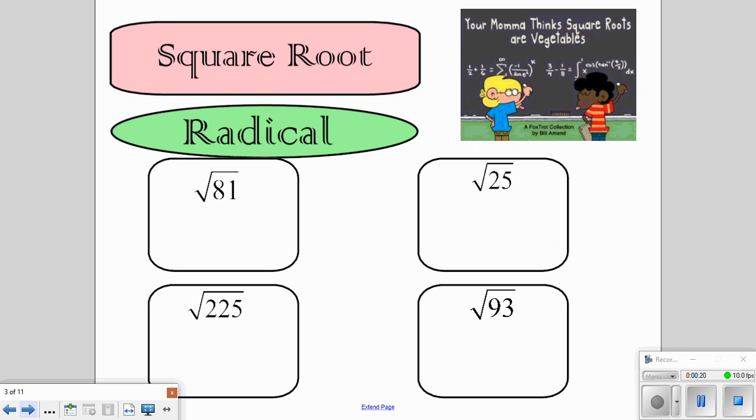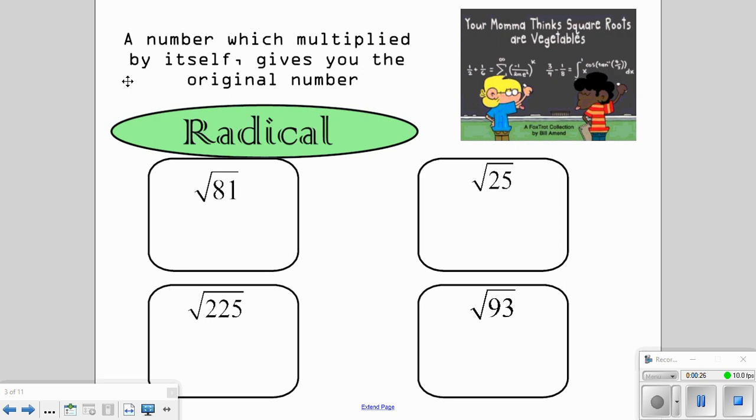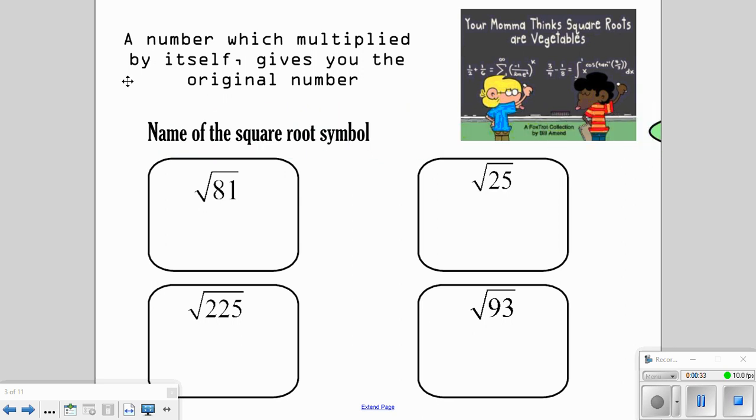So the first thing that we have to talk about today is what a square root and a radical are. A square root is a number which multiplied by itself gives you that original number. A radical is the name of the square root symbol. So for example, 9 times 9 is 81, so the square root of 81 is 9.